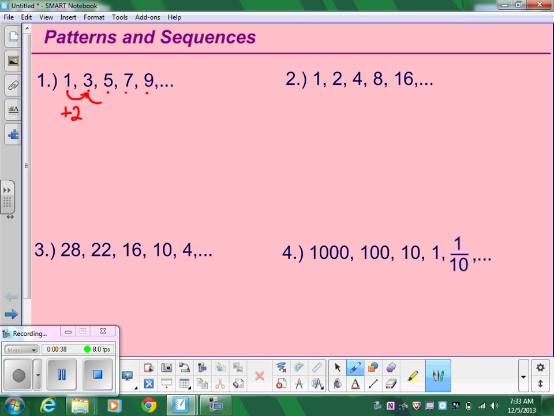If we continue going through this list of numbers, we'll notice that to go from 3 to 5 is also an addition of 2, and from 5 to 7, an addition of 2, and from 7 to 9, an addition of 2. If we were to continue this pattern, the next piece would also be added by 2, giving us 11.